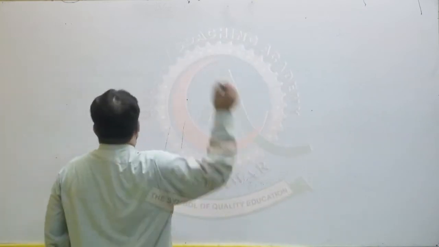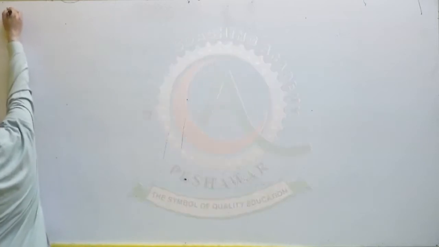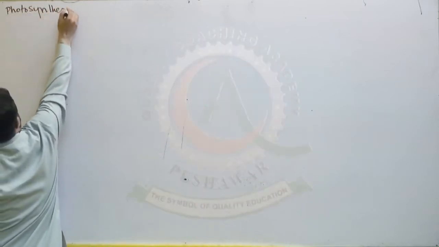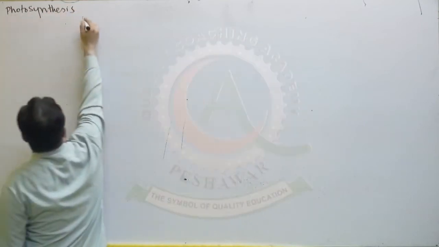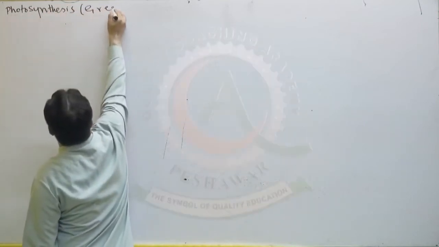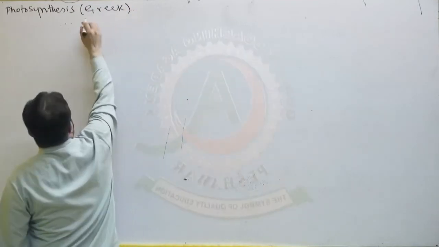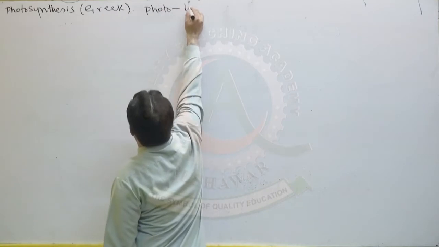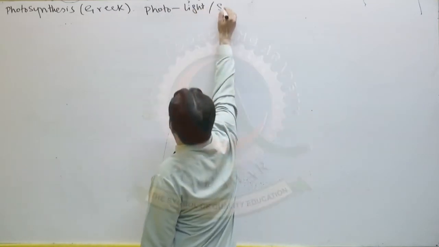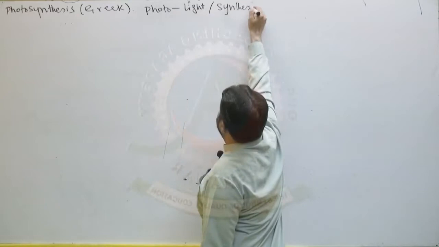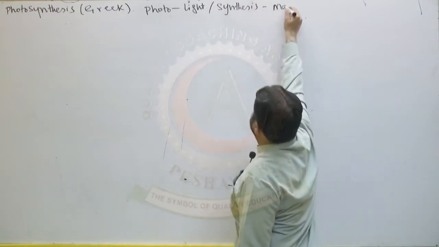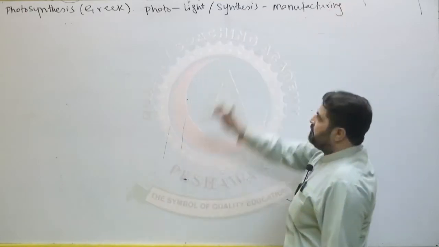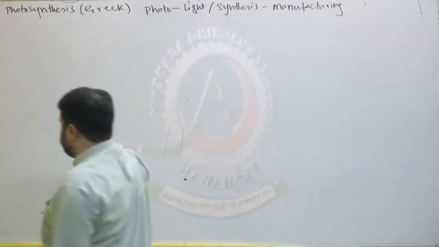Here we are going to discuss photosynthesis. Photosynthesis consists of Greek words, in which we use the term photo. Photo means light, and synthesis means manufacturing. So what is photosynthesis?